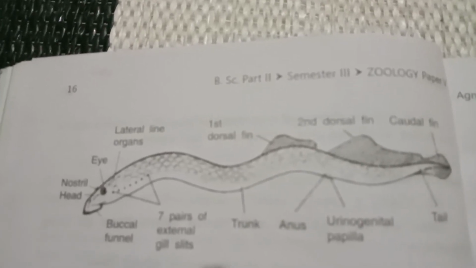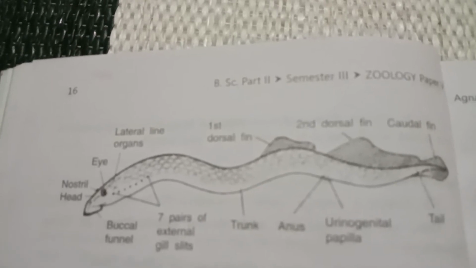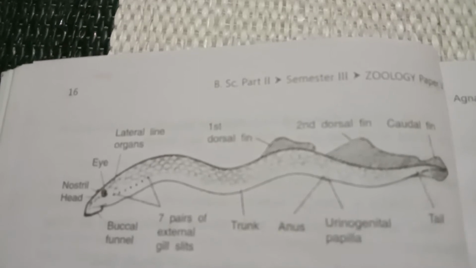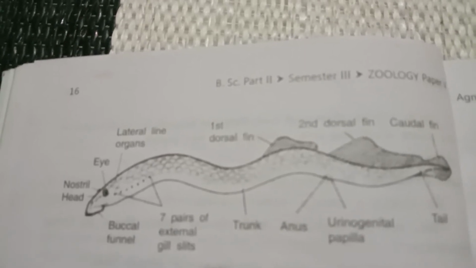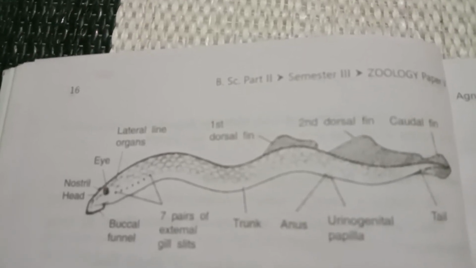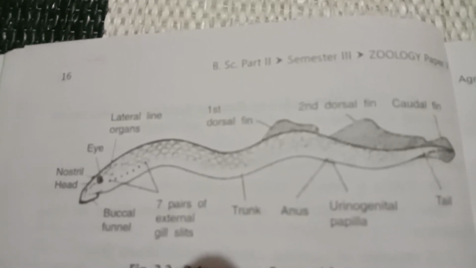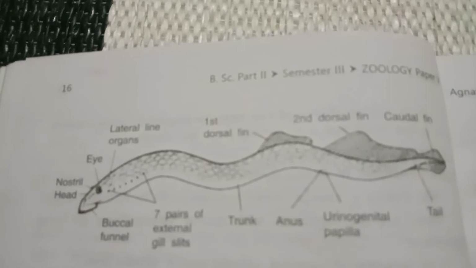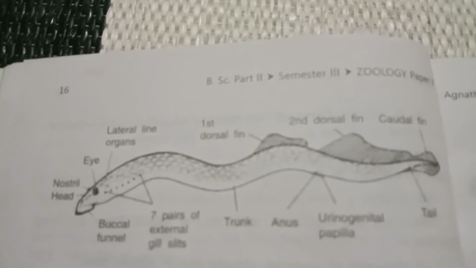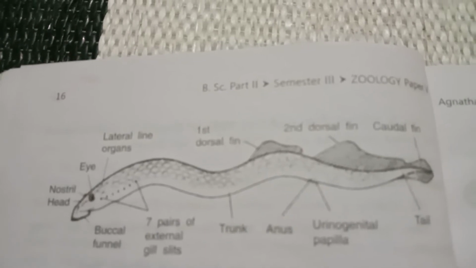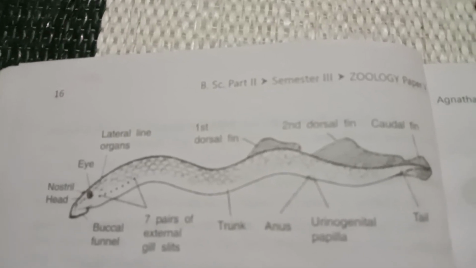You see, in the head region, there is presence of the buccal funnel through which the prey enters into the body. There are 7 pairs of external gill slits. You see, there is presence of the lateral line system.